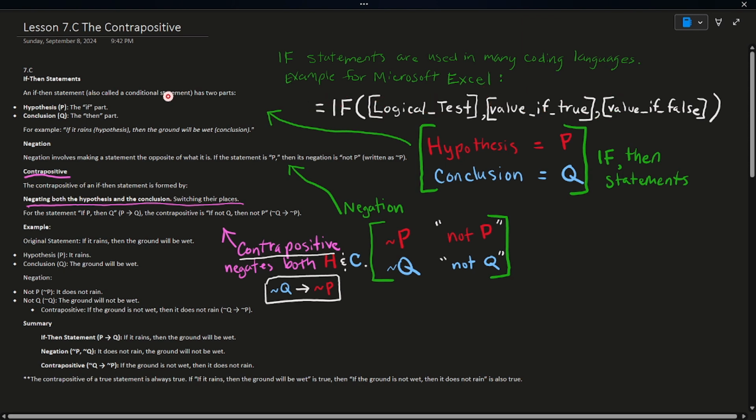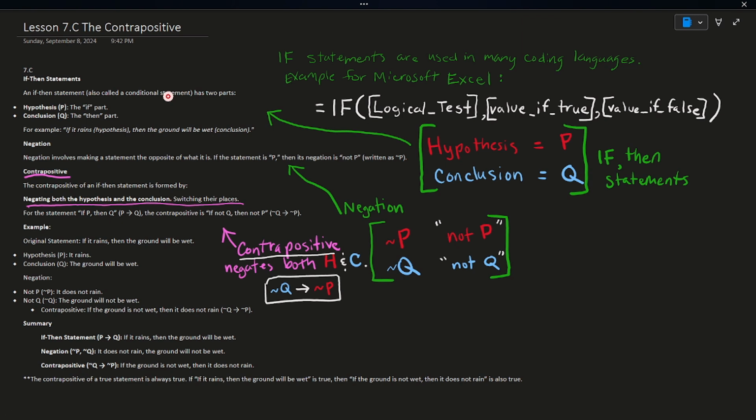But we're not doing Excel. I'm just saying if-then statements will be in all kinds of computing. Your hypothesis, I'm going to try my best to color code as red, conclusions blue. All right, you got if-then statements. So we have an example here. If it rains, then the ground will be wet. So that's a hypothesis, and then the ground will be wet is the conclusion. That's pretty logical, right?